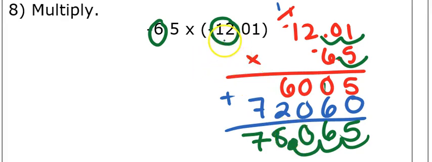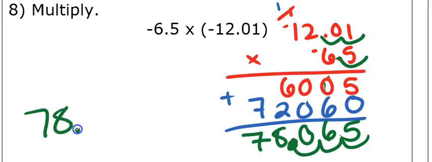And the last thing we need to do is take a look at our signs. If I kind of erase what I did here, I had a negative 6.5 times a negative 12.01, and a negative times a negative is a positive. So we get positive 78 and 65 thousandths.